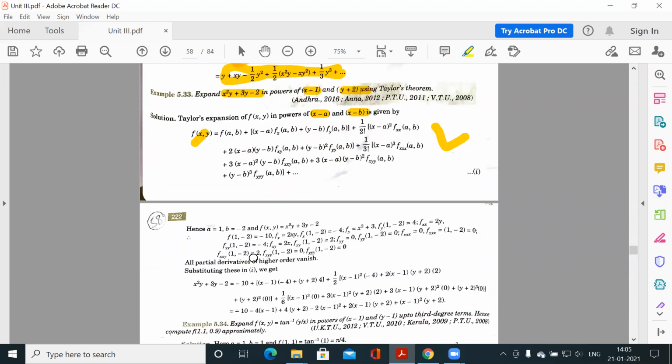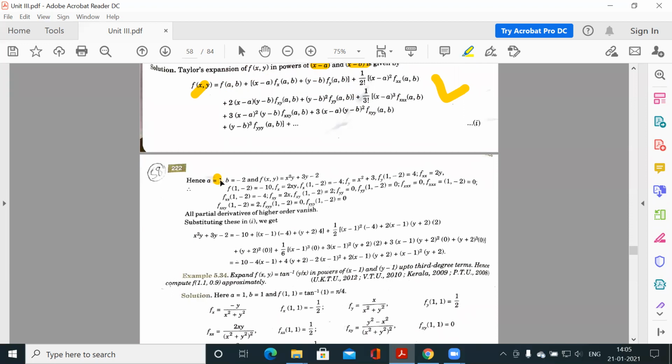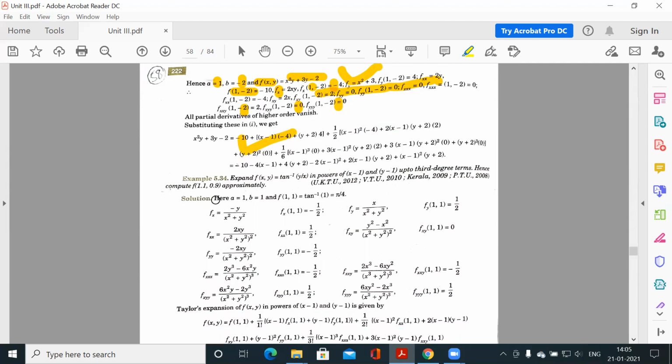This is your formula. Now you have to differentiate this. So a is 1 and b is minus 2. This is your function. Now differentiate it, means first find out the value at 1, minus 2. Next, first differentiation at 1, minus 2, all the derivatives. This is a polynomial function, so this is very easy to differentiate. Directly you will get the values of the derivatives at the point 1, minus 2. Substitute there, you will get your answer.